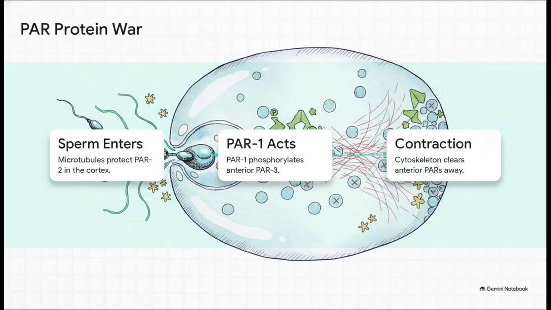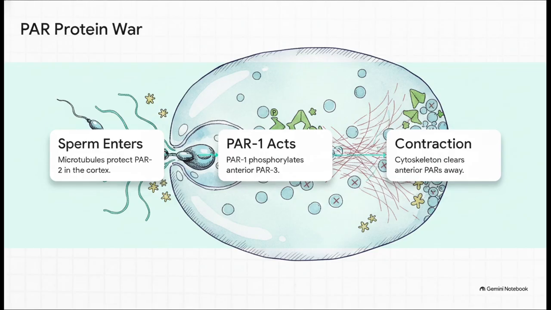They partition the cell. Before fertilization even happens, anterior PAR proteins are just floating everywhere in the outer layer, or the cortex of the cell, while the posterior PAR proteins are locked away inside the internal cytoplasm. But when the sperm enters, it brings along a structure called a centrosome. The microtubules from this centrosome touch the edge of the cell and basically create a safe zone. They protect a posterior protein called PAR2, which allows it, along with its partner PAR1, to sneak right into that outer cortex.